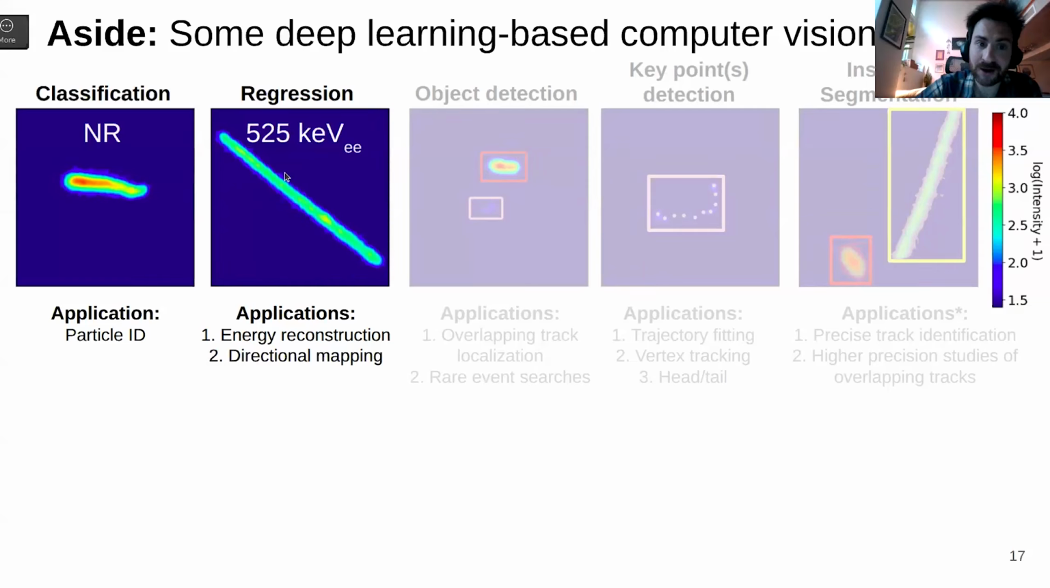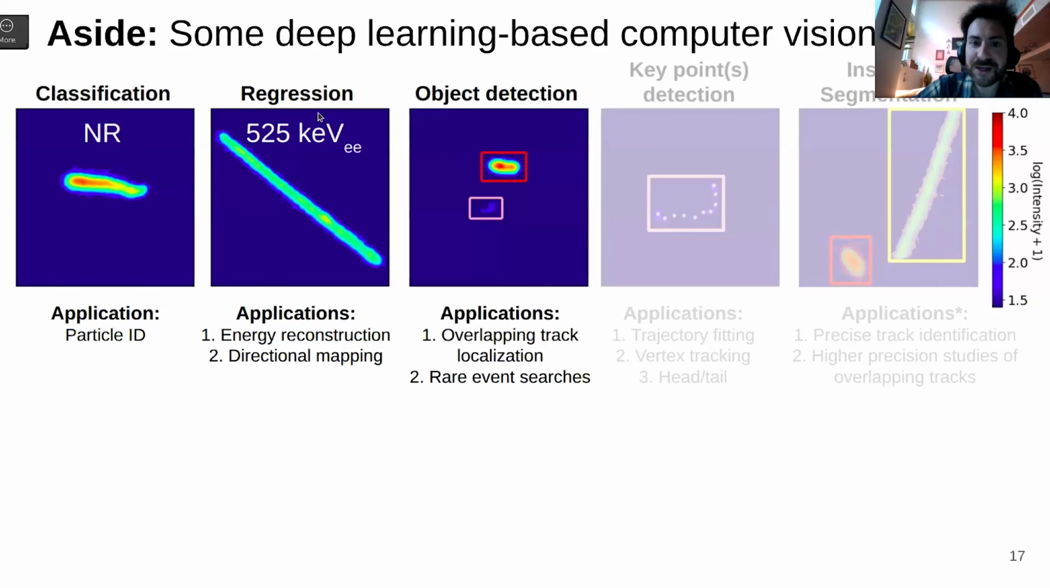Regression's the same idea where you input an image and your well-trained model will output a continuous set of variables instead of a discrete set. So you could use that for energy reconstruction, for instance. There's several other quantities that you could regress, of course. Object detection is our application of interest, and it's a combination of classification and regression. What object detection algorithms do is, given an input image with any number of objects of interest, the algorithm is trained to simultaneously classify and localize each of those objects.